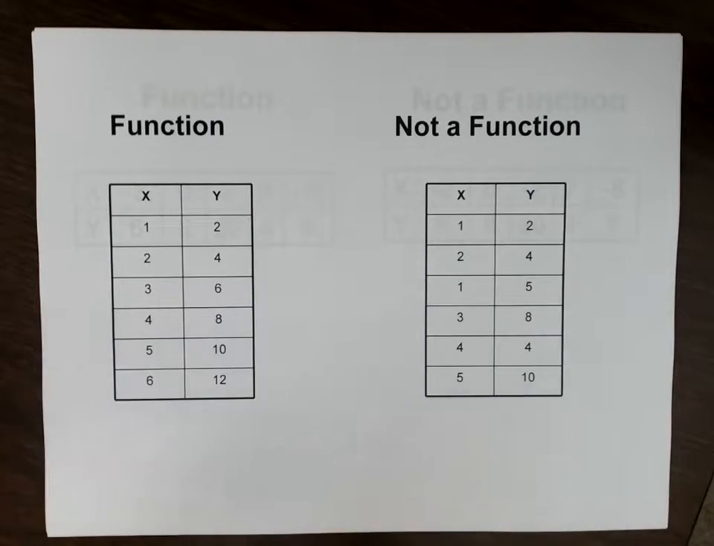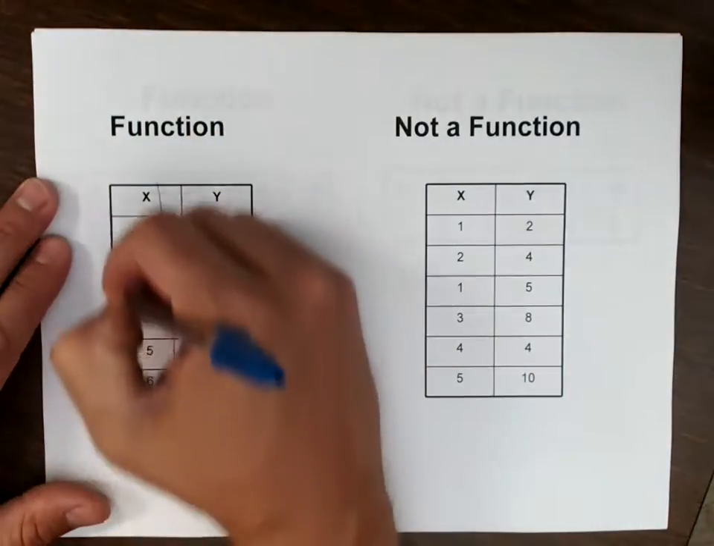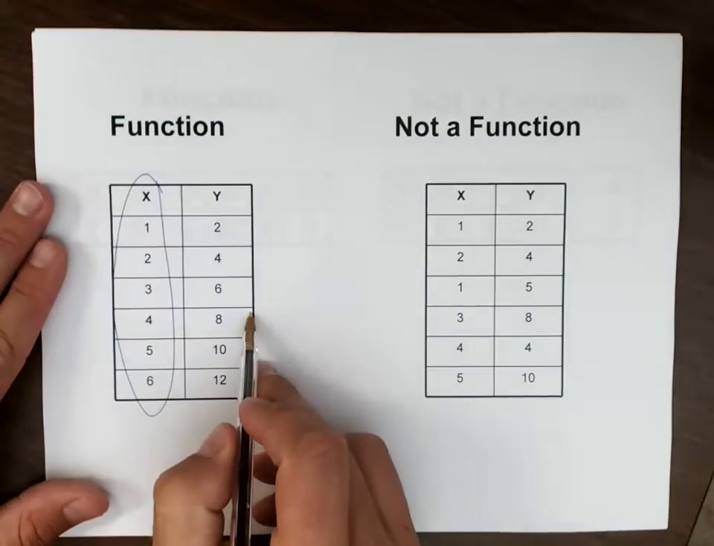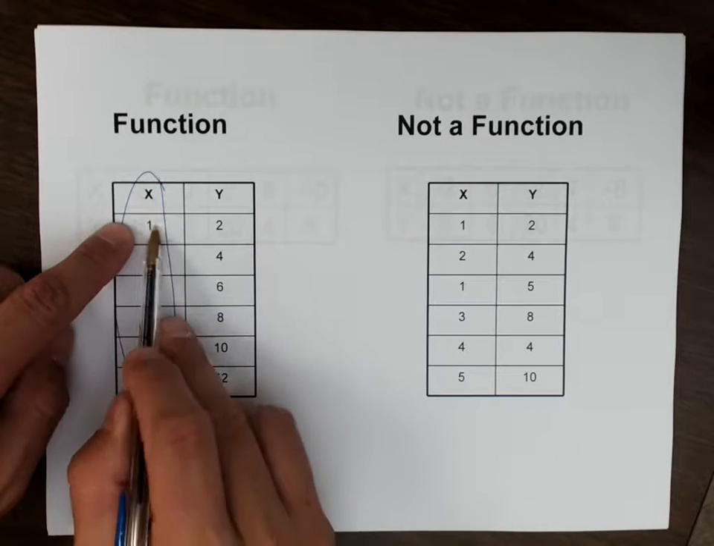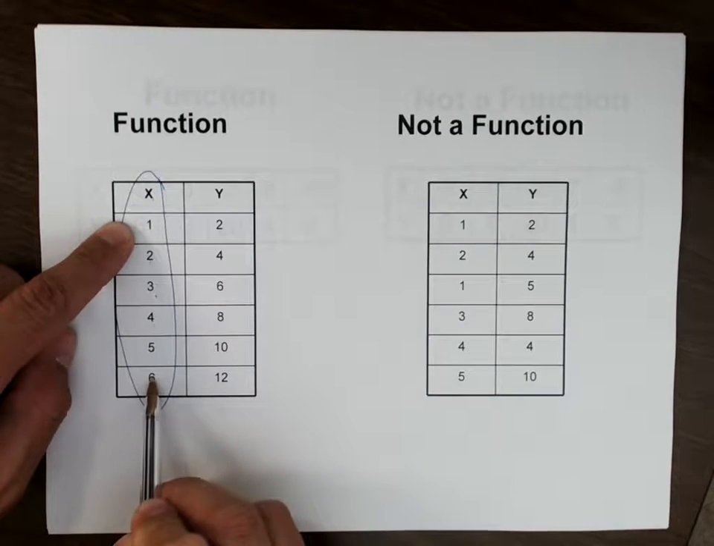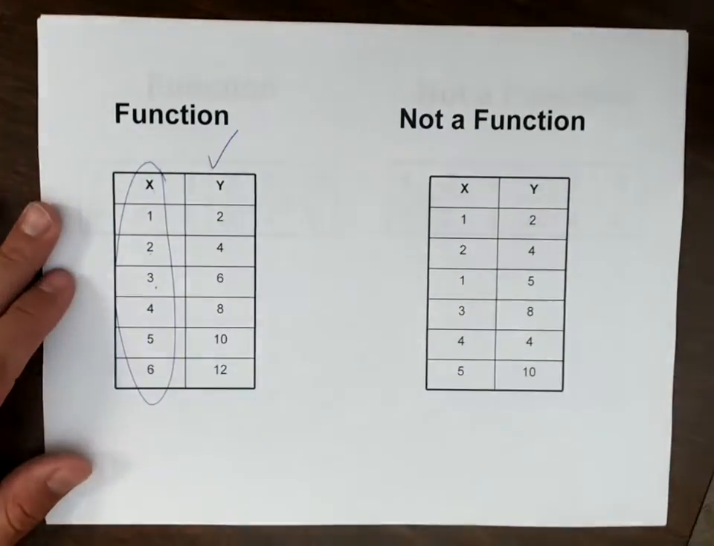Once again, a function is where you do not repeat your x. We don't care about y, but we do not repeat the x. X is 1, 2, 3, 4, 5, 6. None of those got repeated. So yes, this was a function.